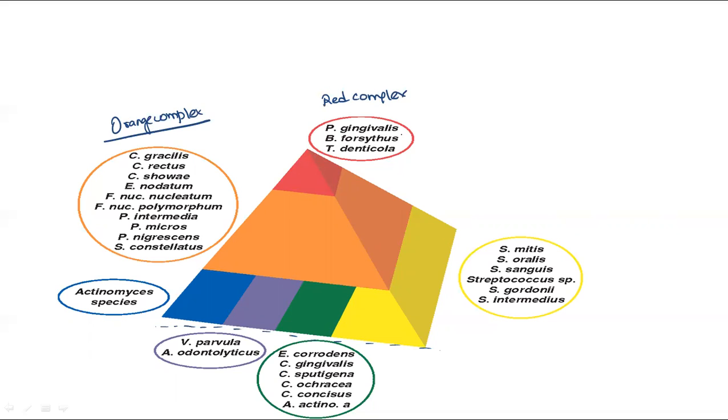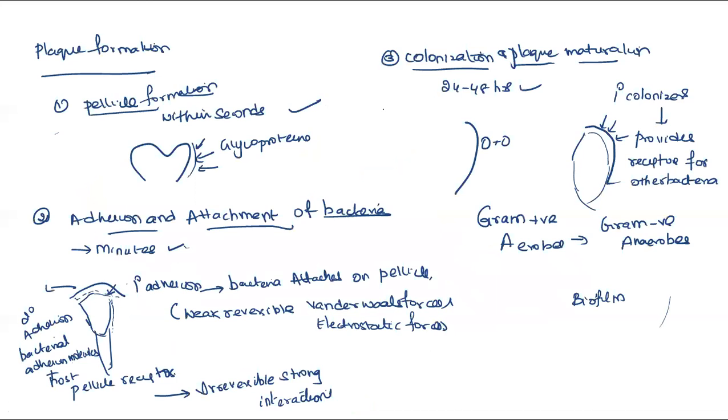P. gingivalis, B. forsythia, T. denticola. All right. Now, what is biofilm? So we understood that in our oral environment, oral biology, there are a lot of different kinds of bacteria that are attaching to the pellicle. First, there are going to be initial colonizers, and then they're going to provide receptors for other bacteria. So what happens exactly here while this plaque is forming?